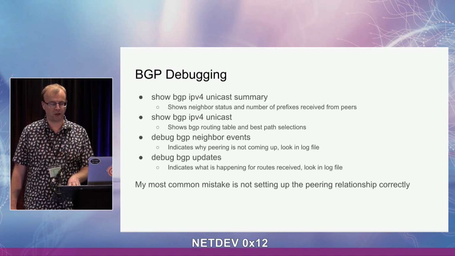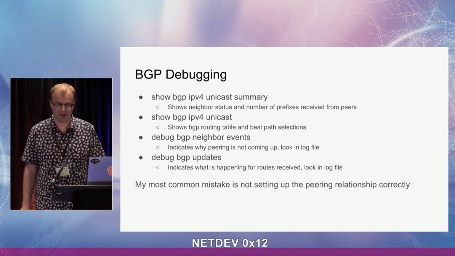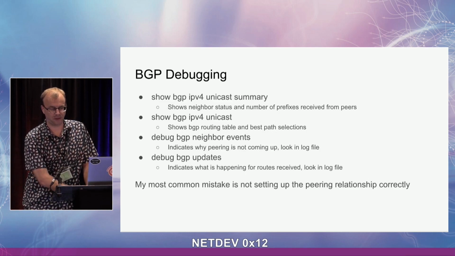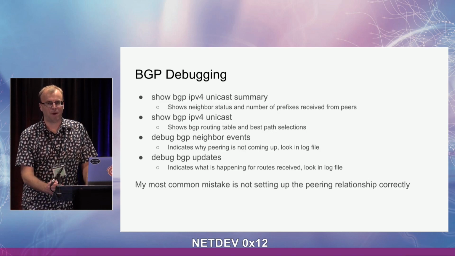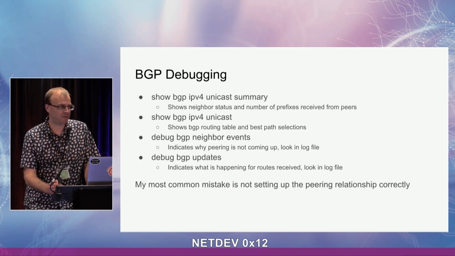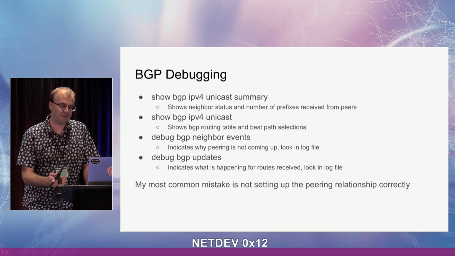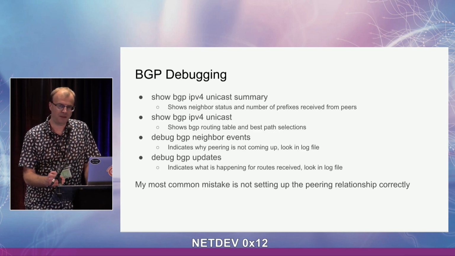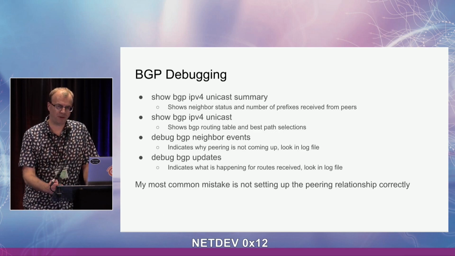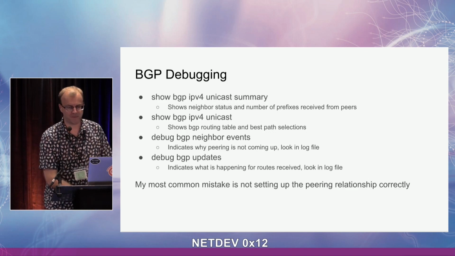And the two most common debugs I use are debug BGP neighbor events and debug BGP updates. The most common mistake that I make when I set up a BGP peering relationship is that I forget to set the neighbor address correctly. I mess that up all the time. It's really easy to mess up.